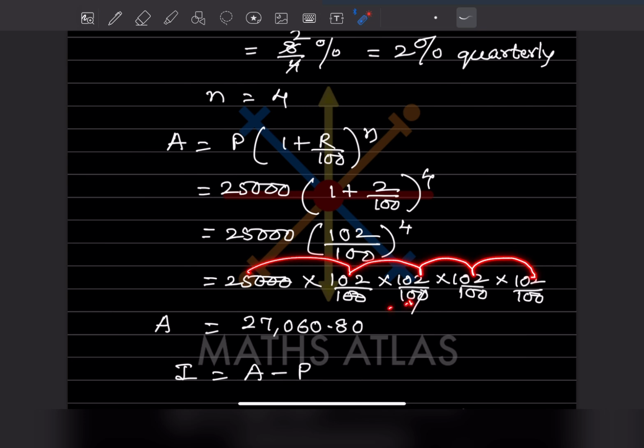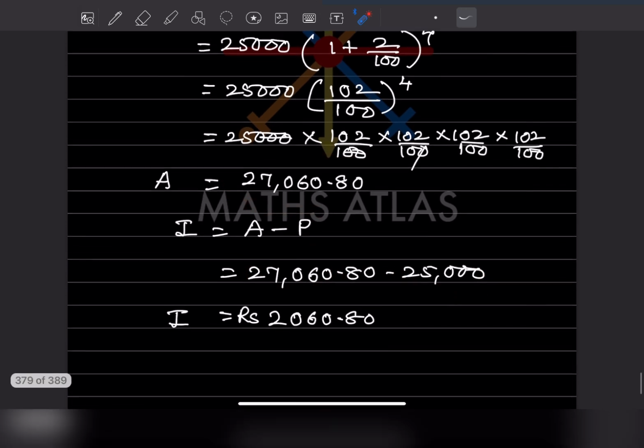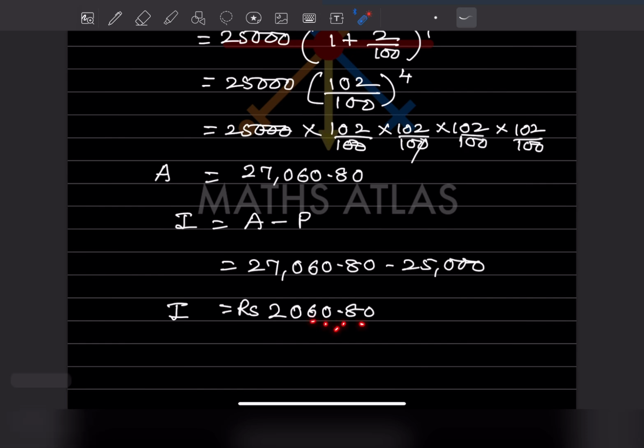See here, how many zeros are there? 1, 2, 3, 4 and 5. Whatever answer you get, you are going to divide it by this number. You can divide and see, that will be 27,060.80. So we want the interest. Interest is amount minus principal. So this is the amount, and the principal is 25,000. When you subtract this, you get 2,060.80 rupees.